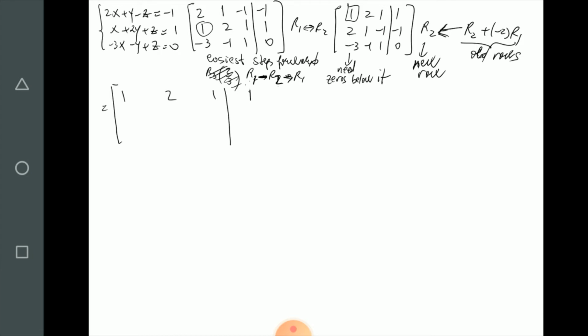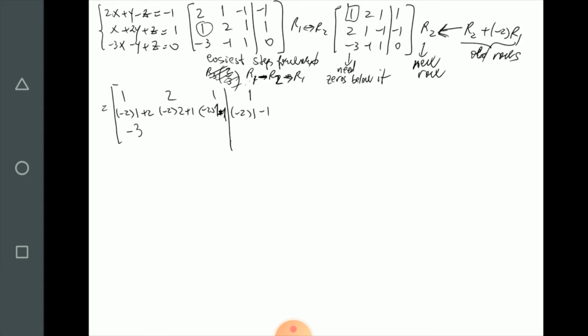So row 1 doesn't change anymore. I multiply row 1 by minus 2 and add it to row 2. So I got minus 2 times 1 plus 2. Underneath 2, I have minus 2 times 2 plus 1, and then minus 2 times 1 plus 1. 1 minus 1 here. So minus 2 times 1 minus 1, and then minus 2 times 1 minus 1 again.